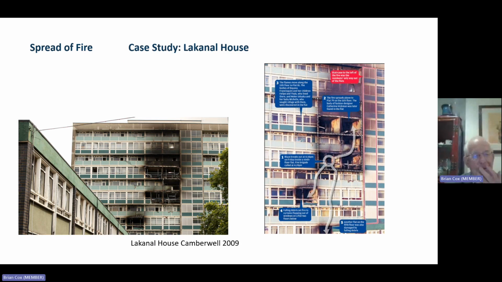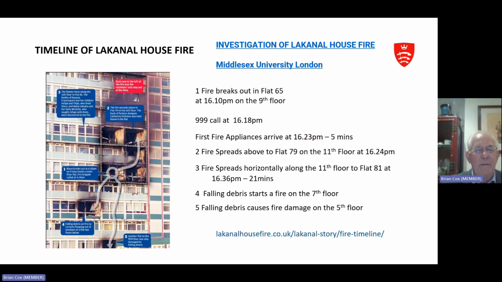So now we look at another case study of Lakanal House, which was another terrible fire. I think 6 people died there. This took place in 2009, and the fire started on the 9th floor, and then spread very rapidly to the 11th floor, and also spread to the 7th and 5th floor. The real message here is the incredible speed at which the fire spread.